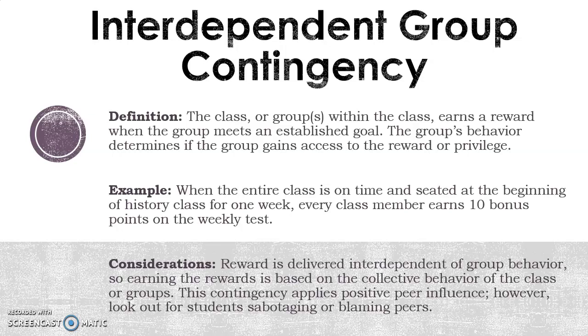The consideration for this group contingency is that the reward is delivered interdependent of group behavior. So earning the reward is based on the collective behavior of the class or groups. This contingency applies positive peer influence. However, look out for students that may want to disrupt those or blame other peers for not earning the group reward.